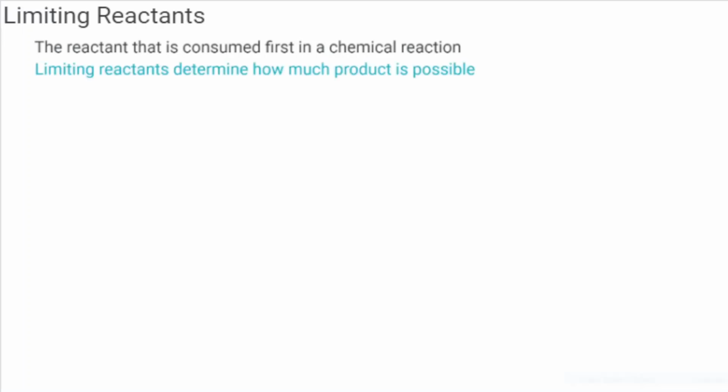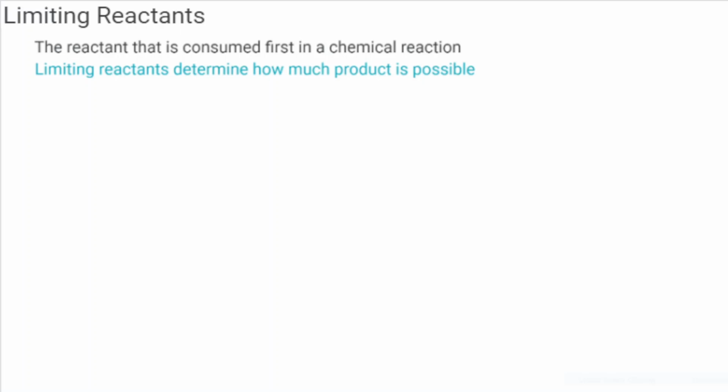Today I want to talk about limiting reactants. Now, limiting reactants are the reactants that are consumed first in a chemical reaction. And this will determine how much product is possible within that chemical reaction. So to help conceptualize this, I want to talk a little bit about bicycles.